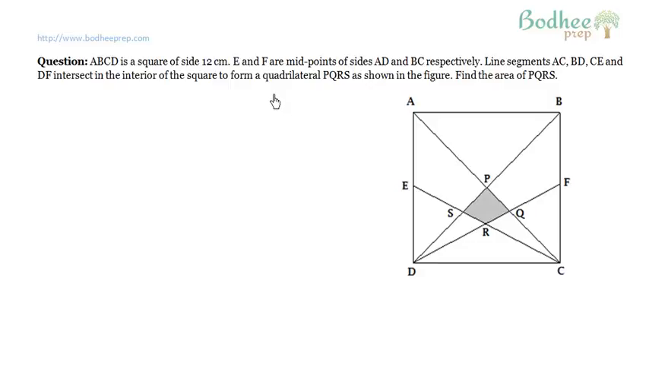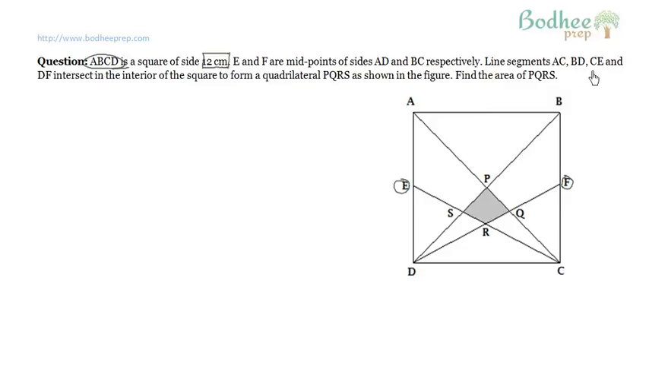Now let's take this question, which appears very interesting. It says that there is a square ABCD which has a dimension of 12 centimeter, and there are 2 points E and F. So this is point E and this is point F, which are the midpoints of AD and BC.